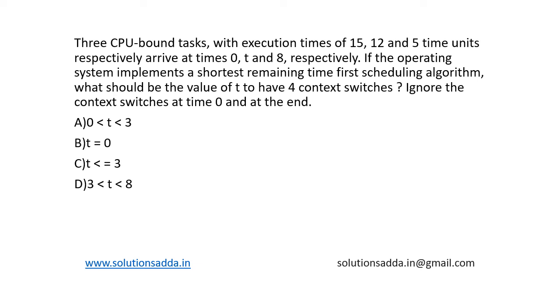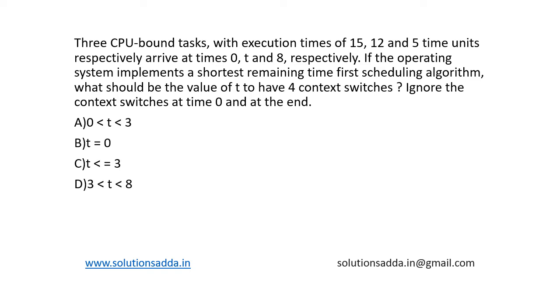This is a previous year ISRO question. 3 CPU bound tasks with execution times of 15, 12 and 5 operating units arrive at the times 0, t and 8 respectively. If the operating system implements shortest remaining time first scheduling algorithm, what should be the value of t to have 4 context switches? Ignore the context switches at time t equal to 0 and at the end.